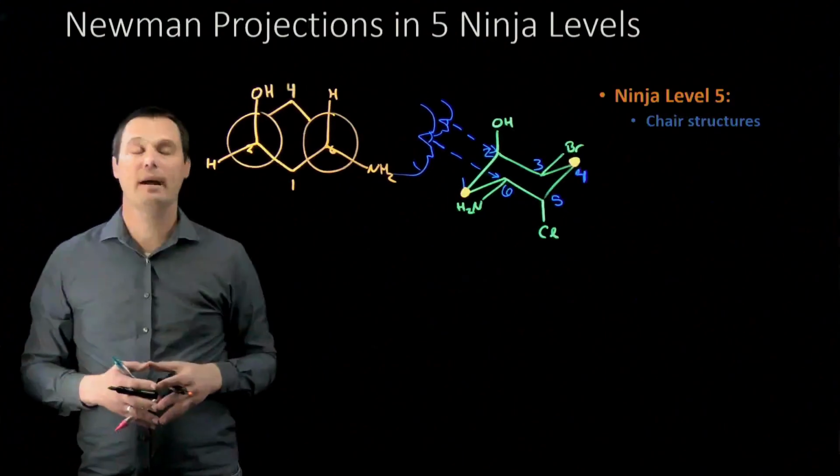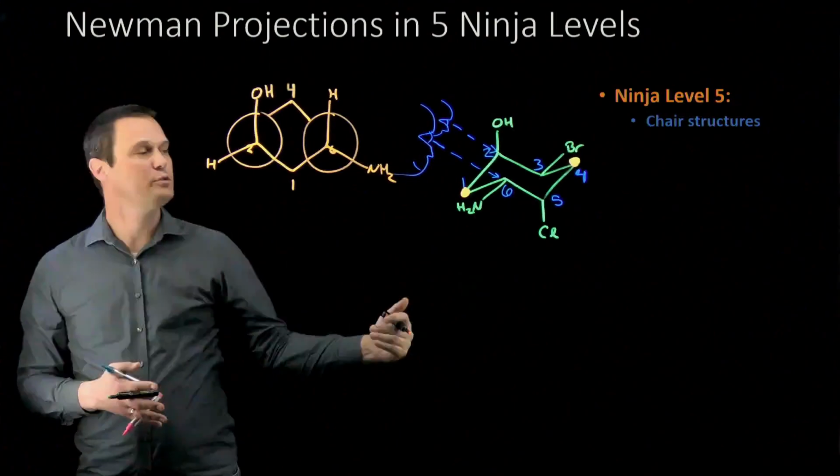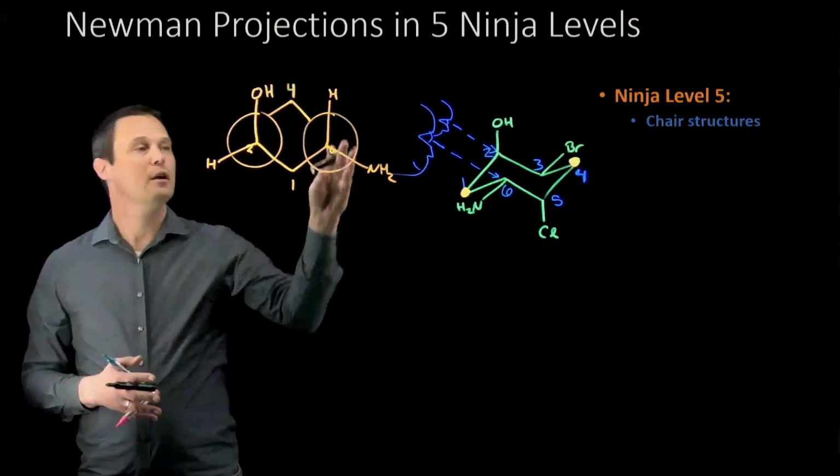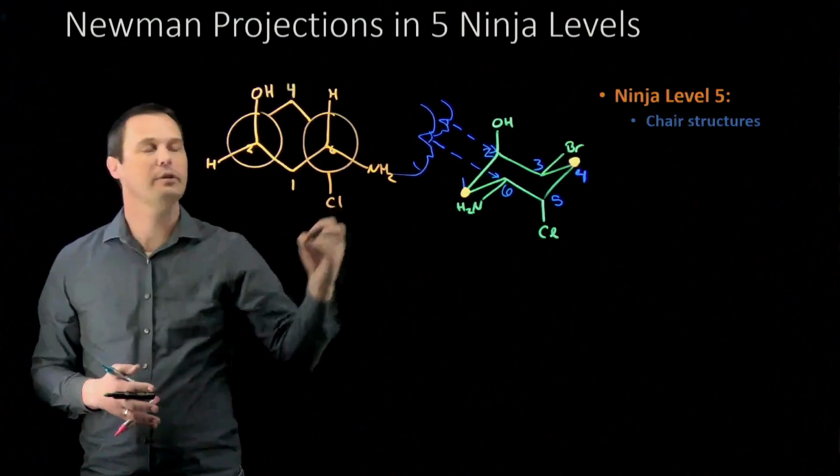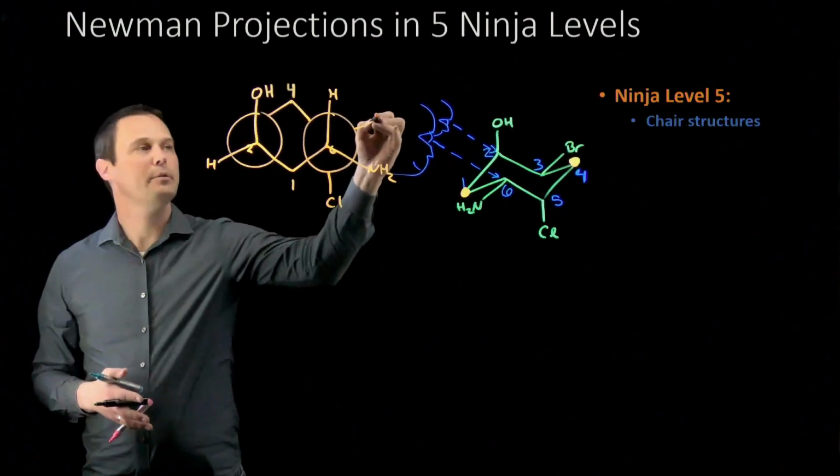We repeat the process for the back carbons. On carbon number 5, that chlorine group is pointed straight down in the axial position. Carbon number 5 is behind carbon number 6, so pointed straight down from carbon number 5 will be this chlorine group. The remaining hydrogen will be up here to the right.